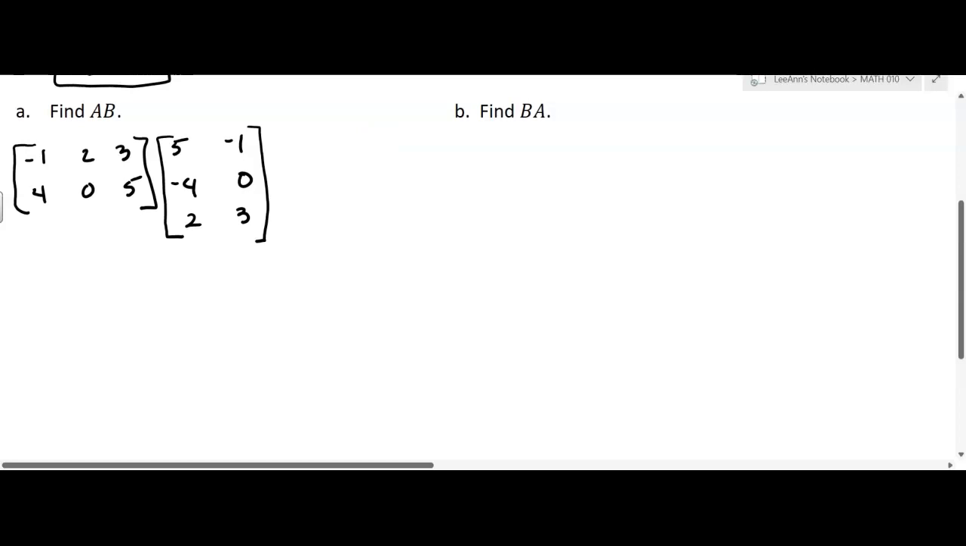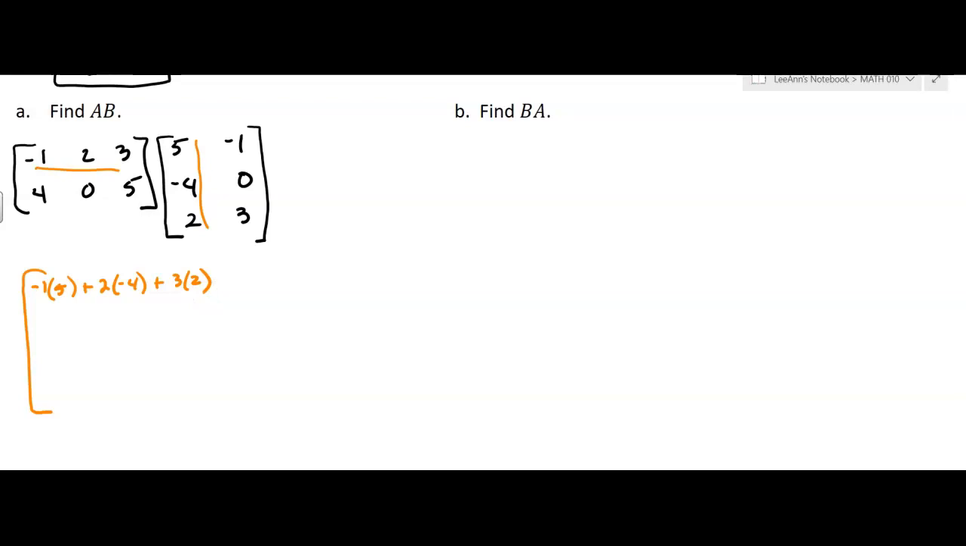All right, so I'm going to take the first row times the first column. So I'm going to have -1 times 5 plus 2 times -4 plus 3 times 2. That'll be the first entry. Then I'm going to take the first row times the second column. So that's going to be -1 times -1 plus 2 times 0 plus 3 times 3.